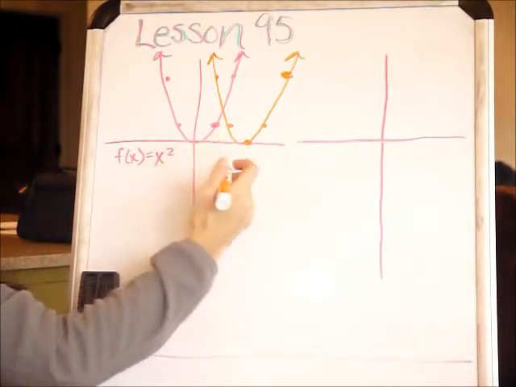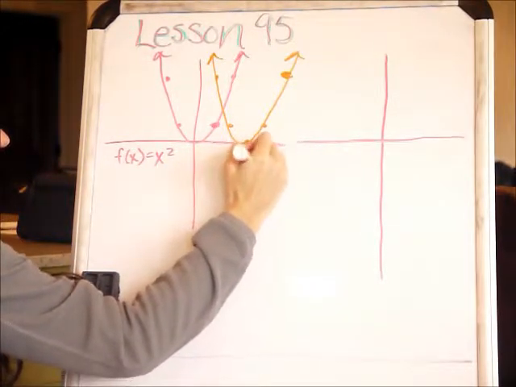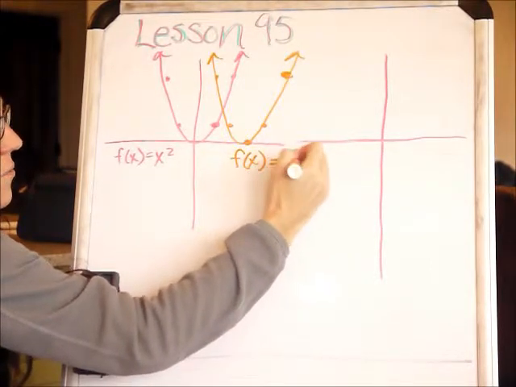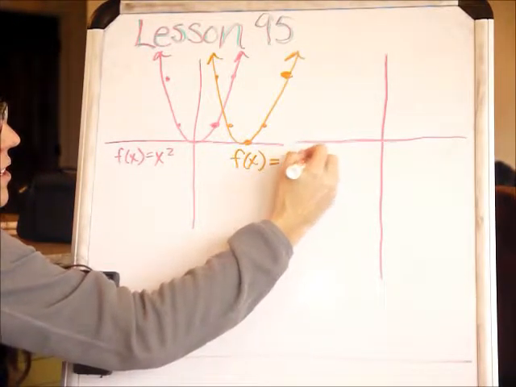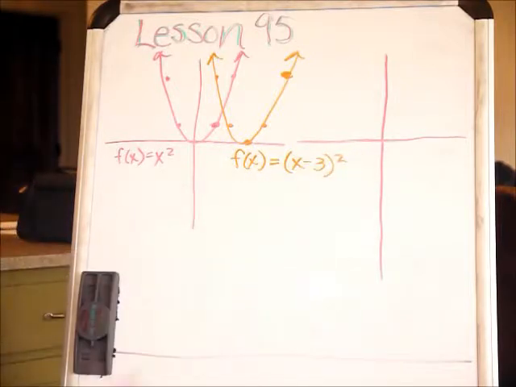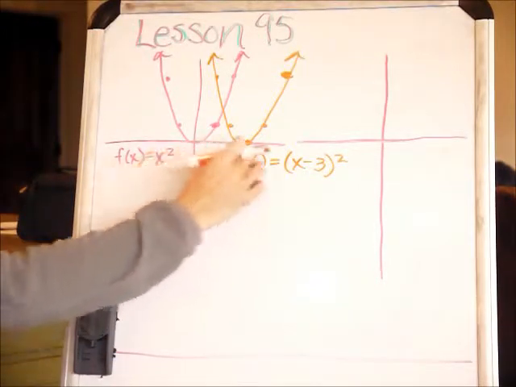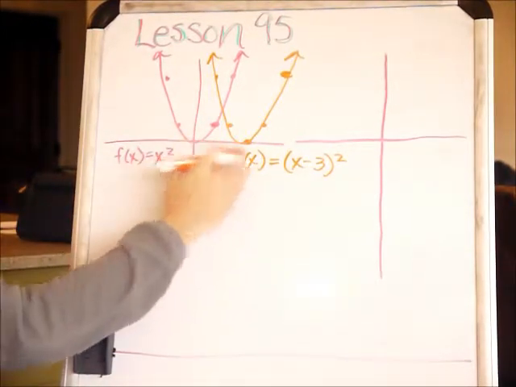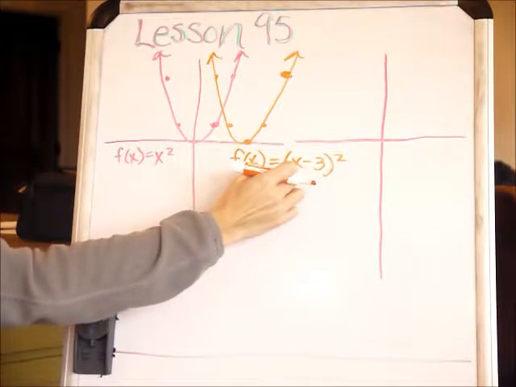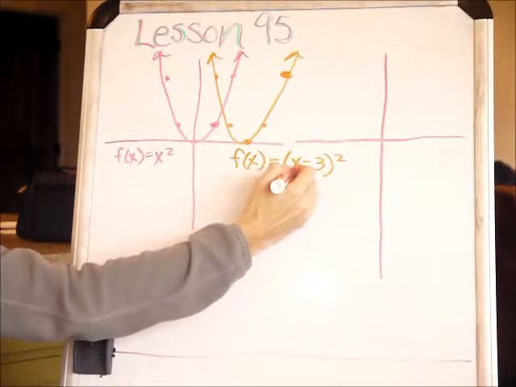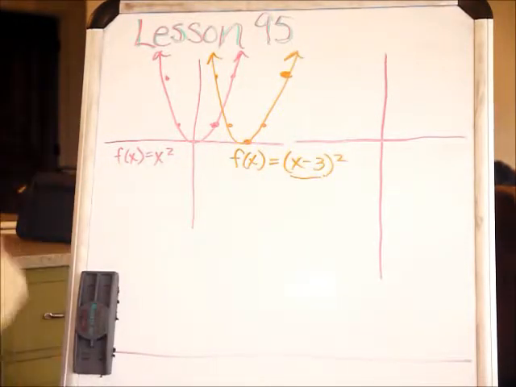Do you know what the equation is for this? This is funny because it's opposite of what you would think. y equals x minus 3, squared. You would think it'd be plus. You would think it would be plus because we went to the right, but it's the opposite. So do you notice how the 3 is involved in here? So it's squared.